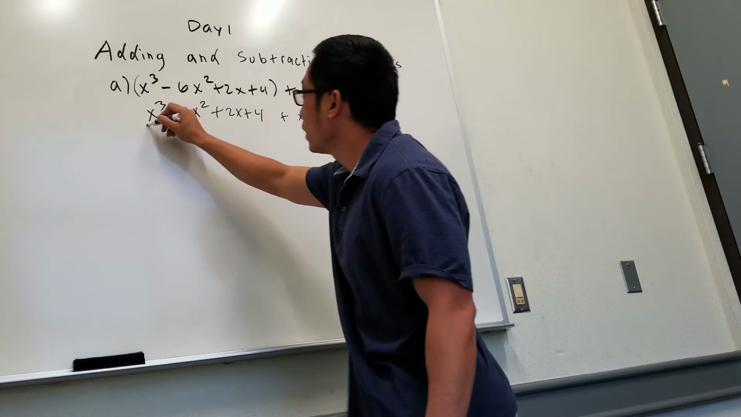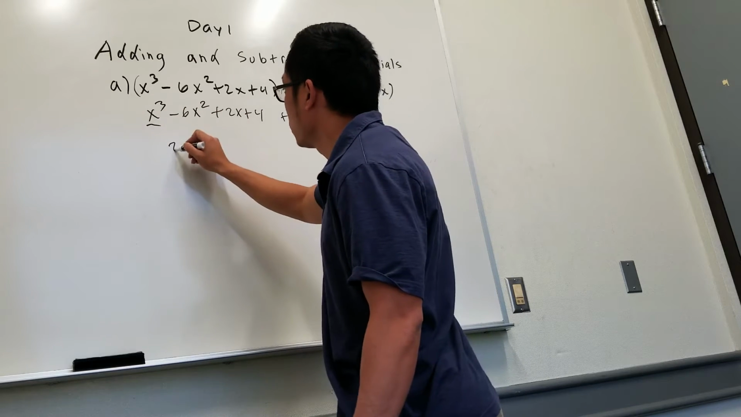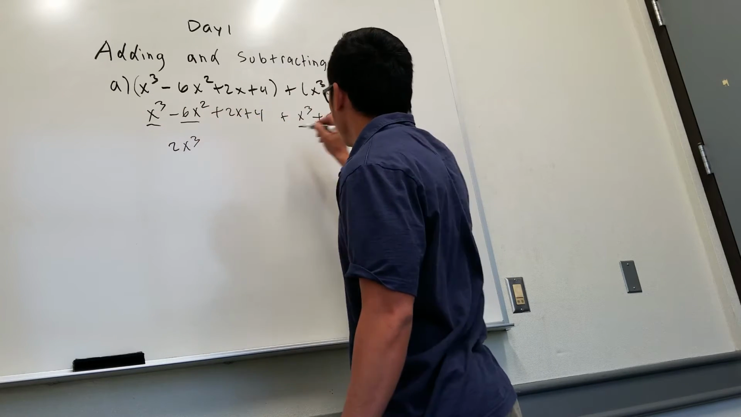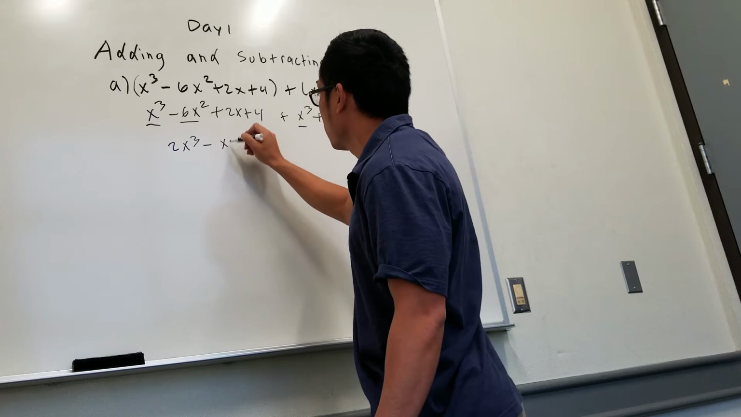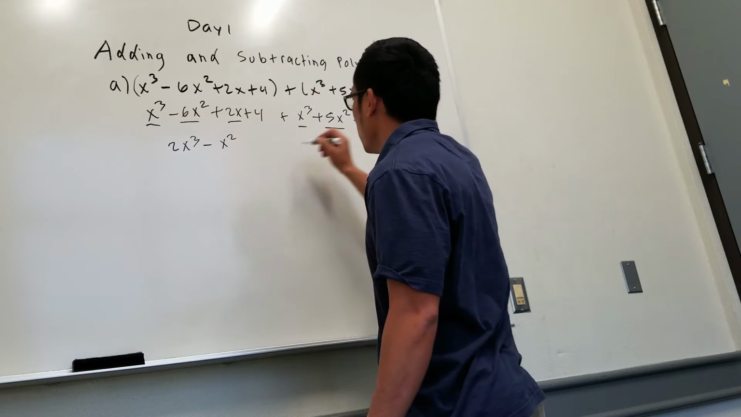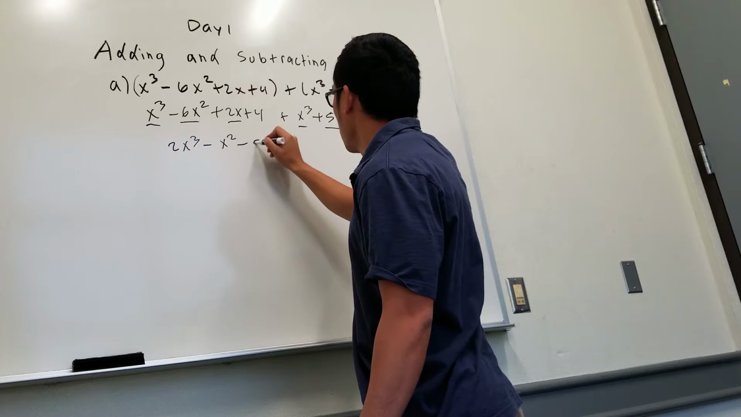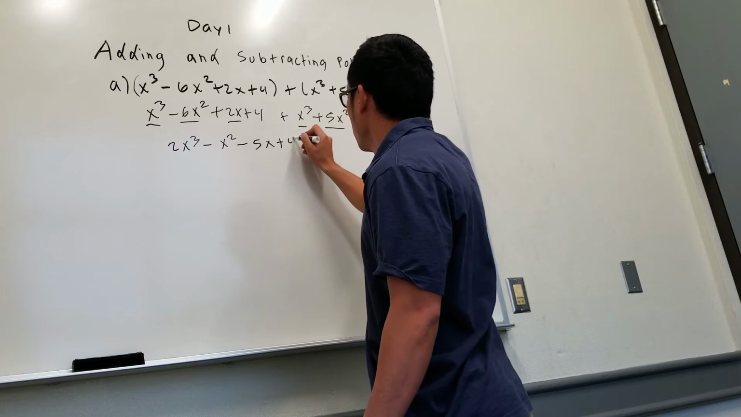Now we've got to combine like terms. x cubed plus x cubed is 2x cubed. Negative 6x squared plus 5x squared is negative x squared. 2x minus 7x is negative 5x. Then we just have plus 4 left. That's it.